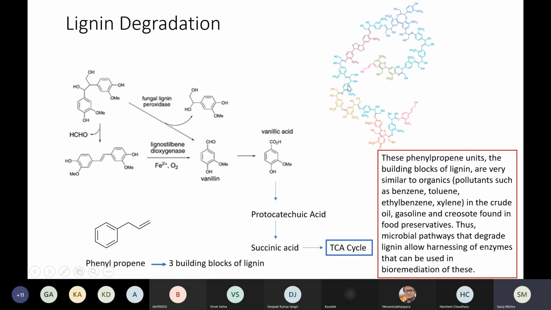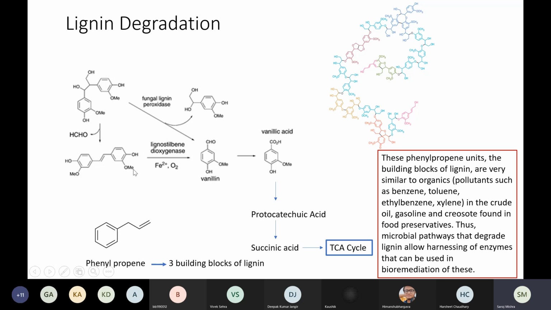These are, for example, the one which is shown in the blue here, or the one which is shown in the pink, or the one which is shown in the red. And then there are some modifications here and there, but these are essentially the three major ones, what we call the three building blocks of lignin. One such is shown here. And the way microbes act on it is by producing, like fungi will produce a lignin peroxidase, and it breaks it down into this moiety.